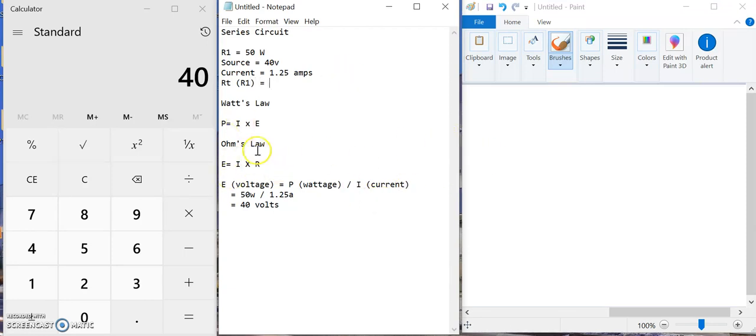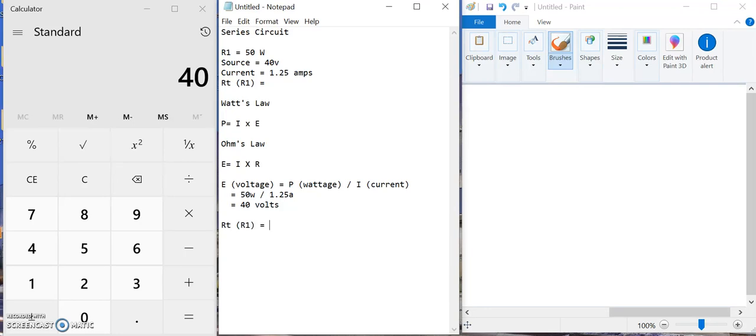And you can jump to Ohm's law. So we were using Watt's law to figure out our source voltage, because we didn't know. And then you can jump to Ohm's law, using the numbers that we've just calculated, to figure out what our resistor is. So again, this is to make it easier for myself. I want to figure out R1, or RT. In this case it would be RT, which is the same thing as R1, because we only have one resistor.